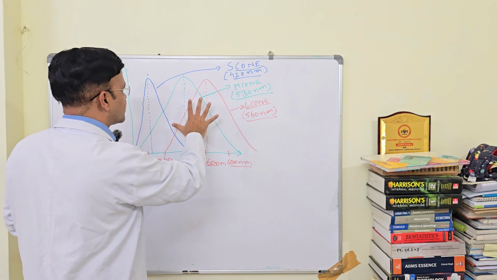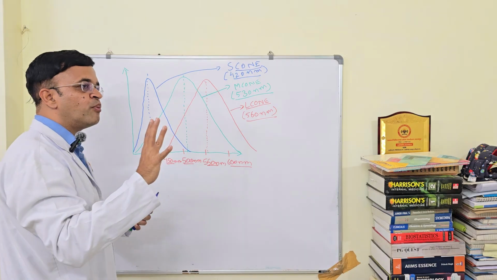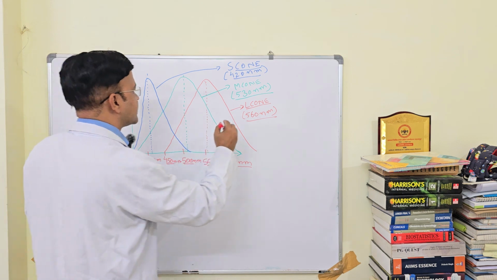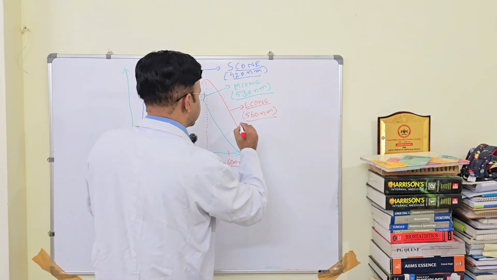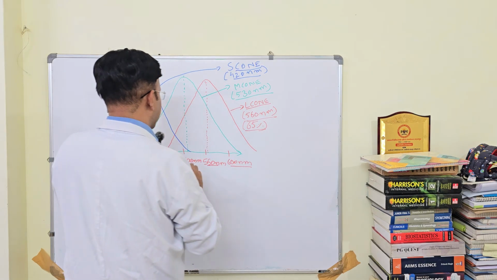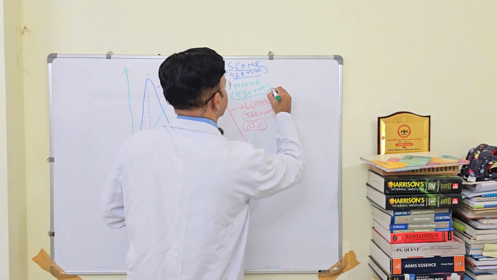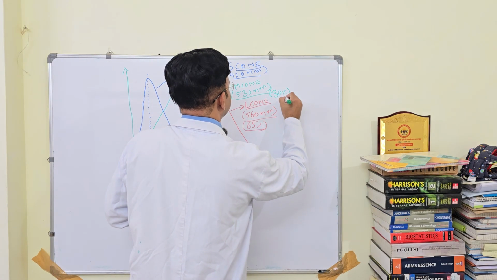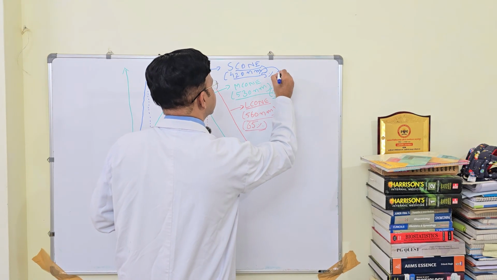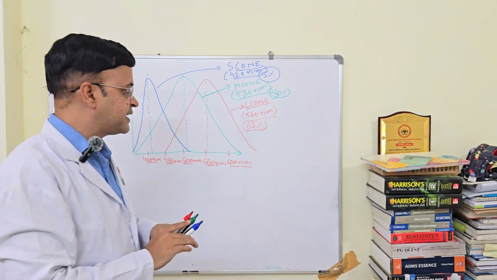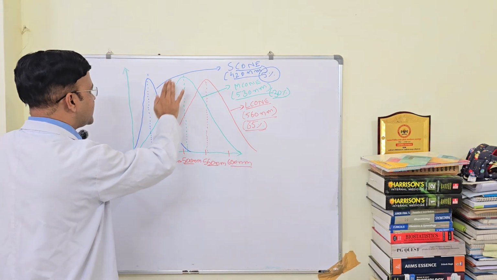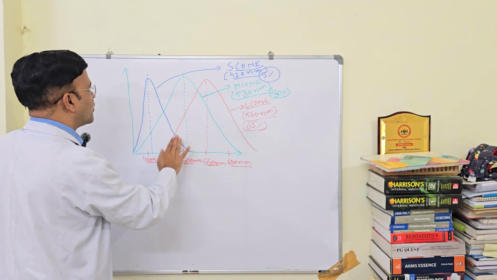Now these two types of cones, your L cone and M cone, are the most numerous cones. If I go into the numbers, your L cone itself is like 65%, and M cone is around 30%, which leaves just 5% for your S cone. So S cones are the least numerous cones. And you can see there is considerable overlap between these various types of cones.